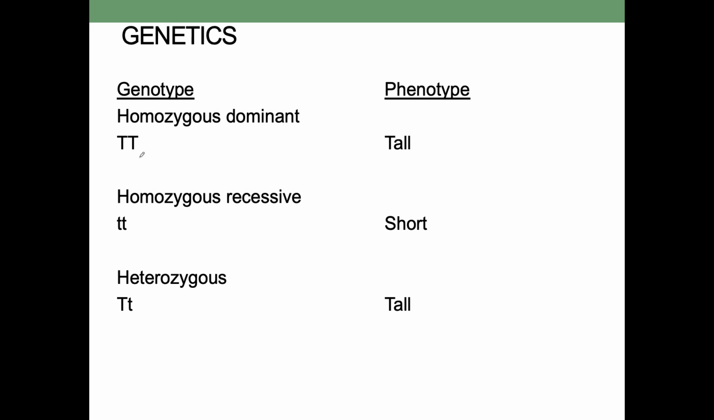And of course, if you've got two of the dominant alleles, each of which comes from the maternal and paternal plants, then obviously the dominant phenotype is expressed.